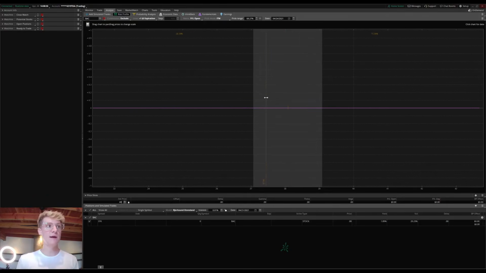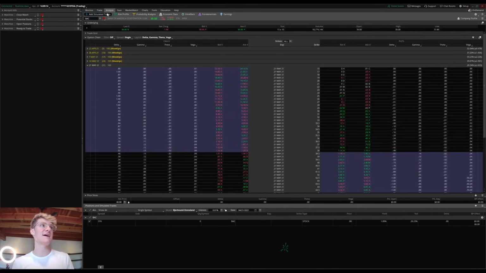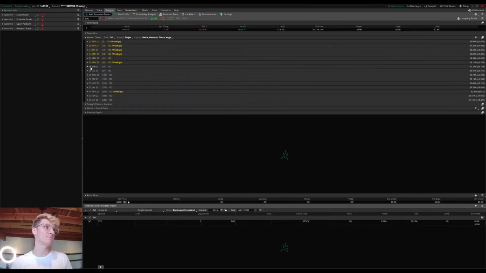You can also grab this little orange slider and move it to whatever price you would like. Say you want your calculations if BAC is going to be at $41, you just move that to 41. So let's actually go ahead. You're going to go over to Add Simulated Trade. Click on Add Simulated Trade.